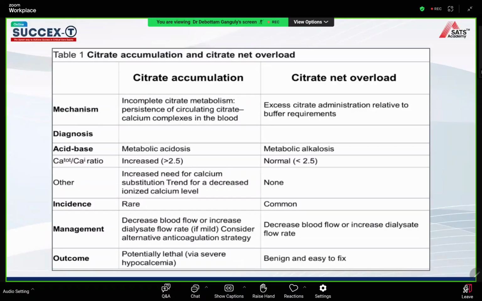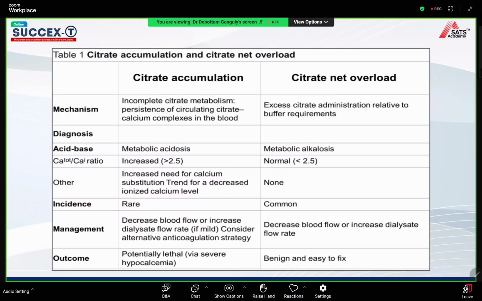Mechanism: citrate accumulation is incomplete citrate metabolism, with persistence of circulating citrate-calcium complex in the blood. Whereas citrate overload is when we have administered citrate in excess amount, so that can lead to citrate overload. So if citrate accumulates, it causes metabolic acidosis. If overloaded, then it causes metabolic alkalosis.